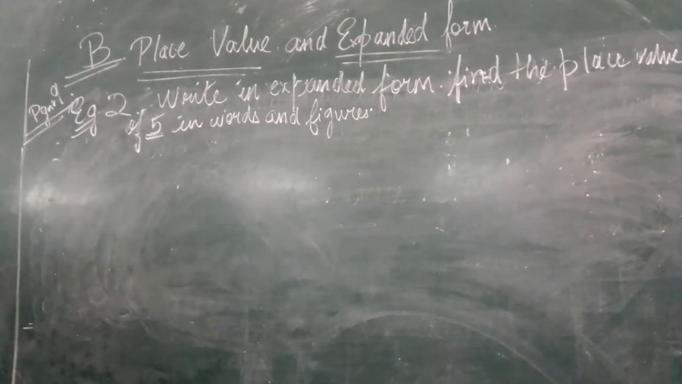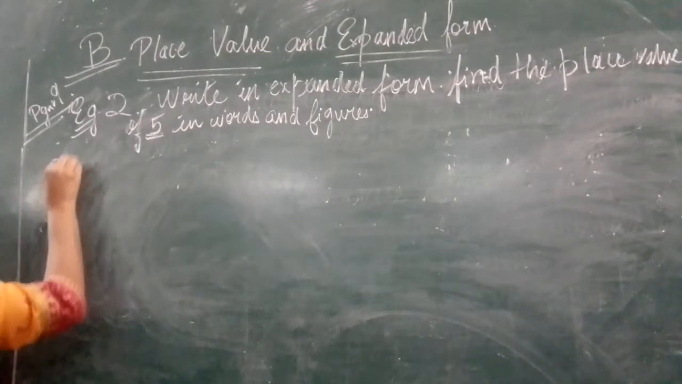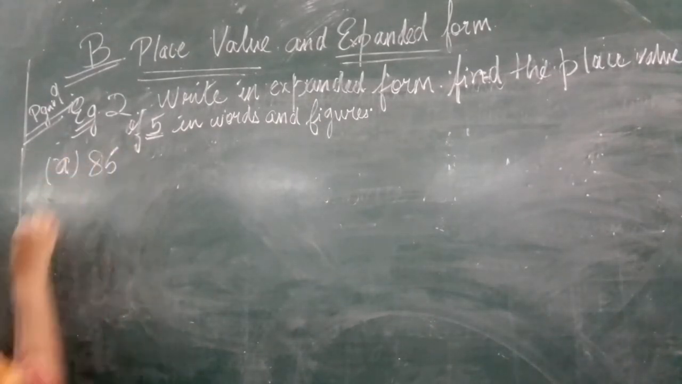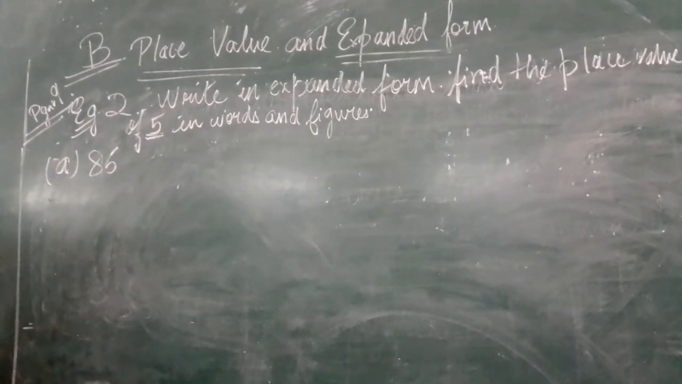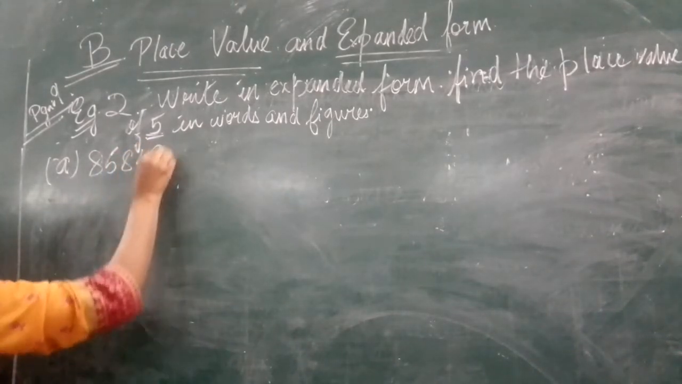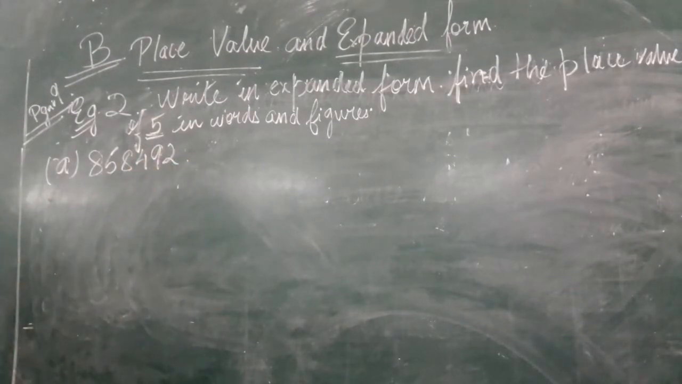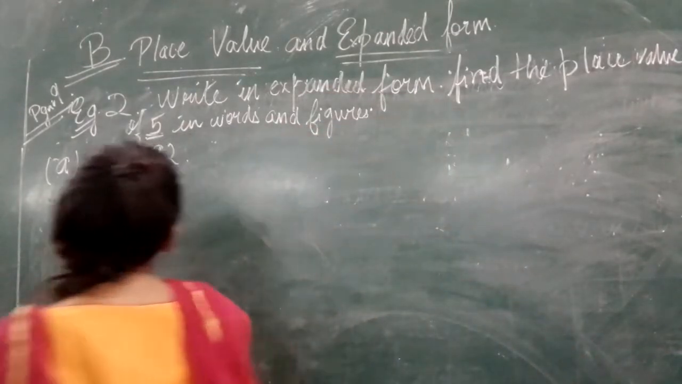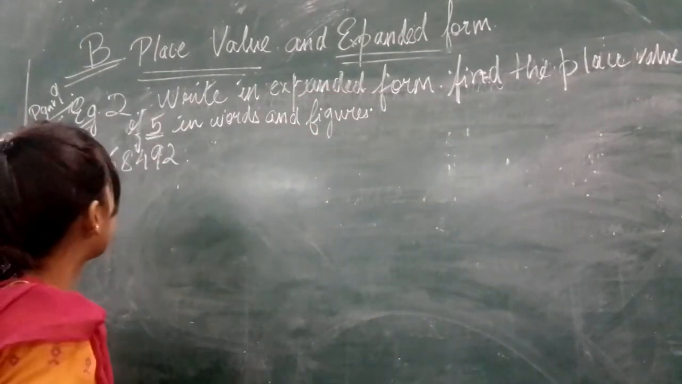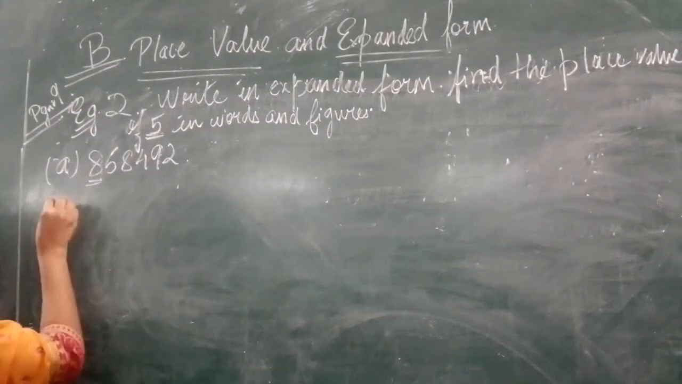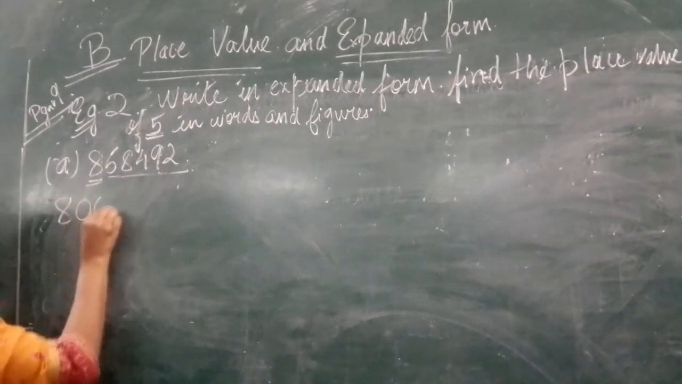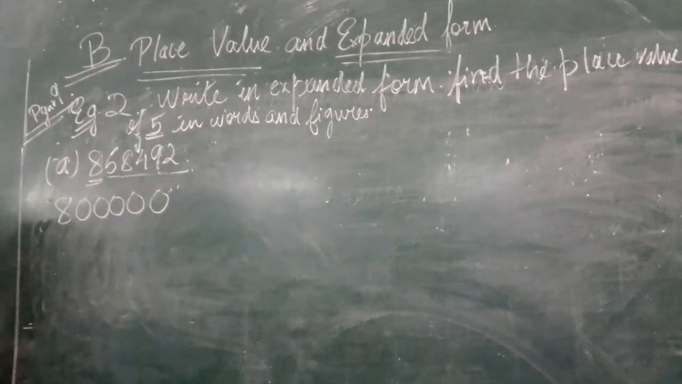Now how will you write the expanded form? The first question is 85,849. You know how you will write the expanded form? You will just separate into zeros. So first you will write 8, then as many digits, as many zeros. 5 digits, 5 zeros. Am I right?